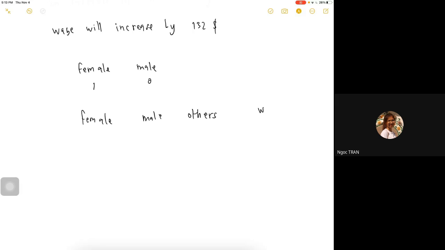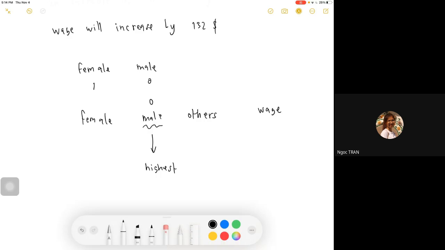For example, if you are talking about wage, and if you think that male will get the highest wage, you might set male as 0. Oh, I'm sorry, I cannot do this one. I cannot use gender for this case because this one is nominal. You have to generate dummies anyway.